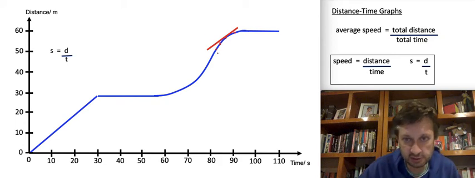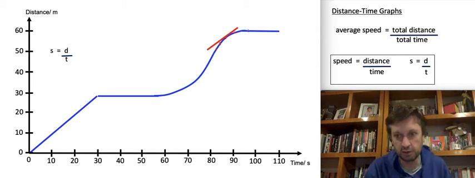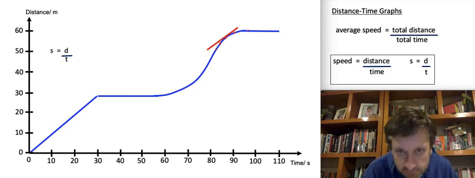And then finally, that leaves us the last section. The last section is a horizontal line again. So that means that speed is not changing. We have a gradient of 0. So therefore, the bike is not moving for the last 10 seconds.